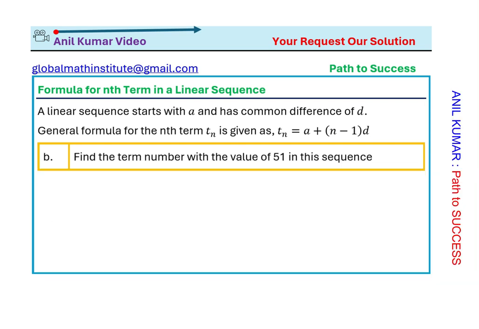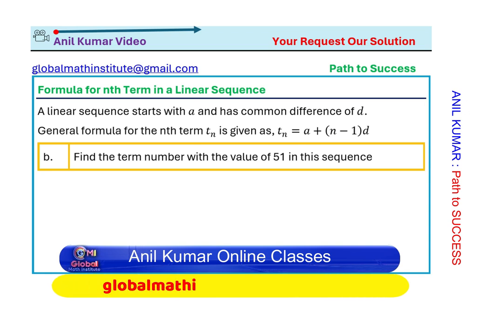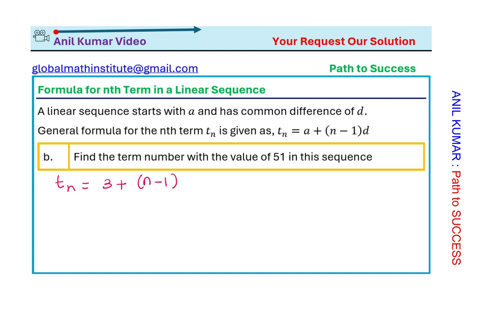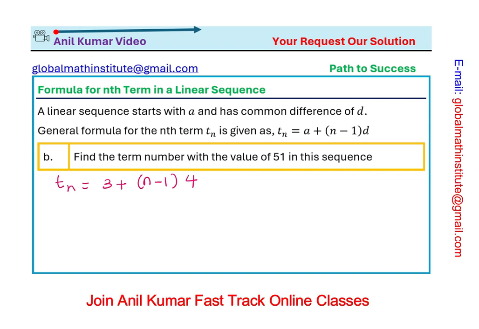Part B is find the term number with the value of 51. Since we know a is 3 for us, I'll rewrite the formula as 3 plus n minus 1 into 4, right? Now in this sequence, find the term number. So we have to find n when the term is 51. This is the term value, the value at that position is 51. And what is that position number? This is what we need to figure out.